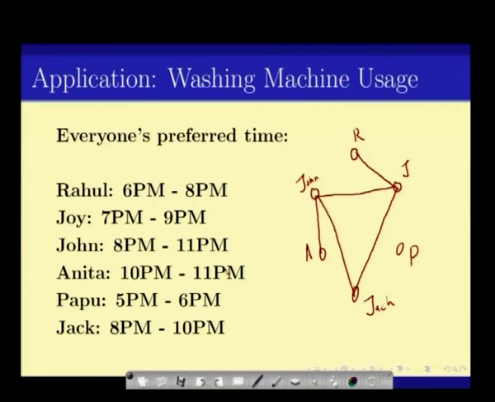Now, after this graph has been drawn, all we need to find is an independent set. What is the maximum size of an independent set that we can get? By looking at it, one thing we can do is satisfy Anita, Rahul, and Pappu. So, maybe 3 people can be satisfied. Is it possible to satisfy 4 people in this graph? That is why we need to understand how to solve the independent set problem in a graph.